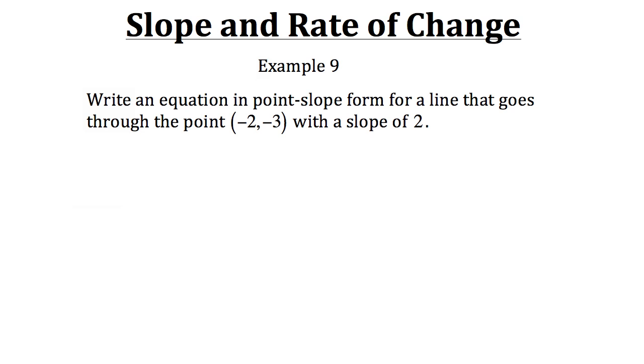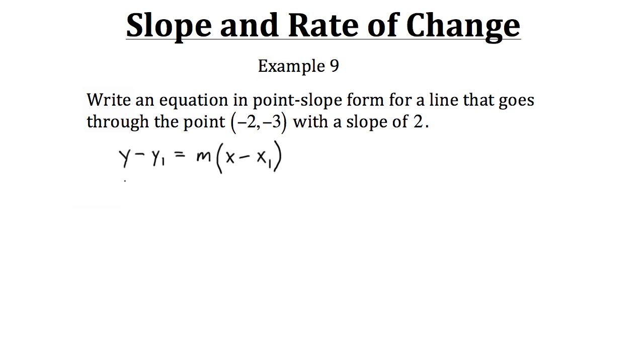Now let's learn how to write equations for linear functions when given certain pieces of information. So let's first look at example 9. So here, they want us to write an equation in point-slope form for a line that goes through the point -2, -3 with a slope of 2. Now, if you remember, point-slope form is y minus y1 equals the slope times x minus x1.